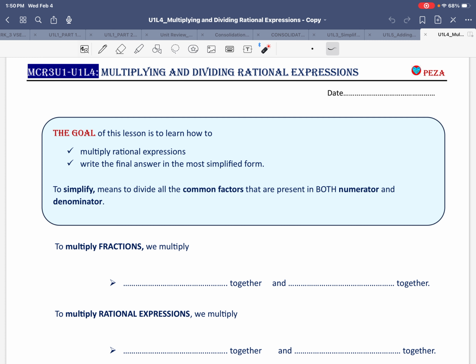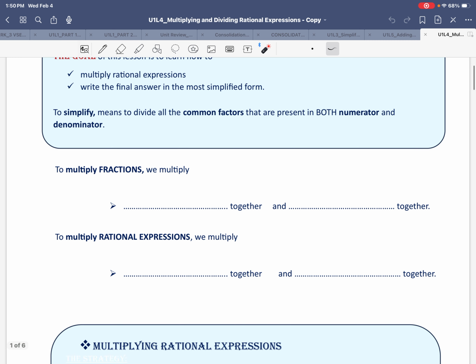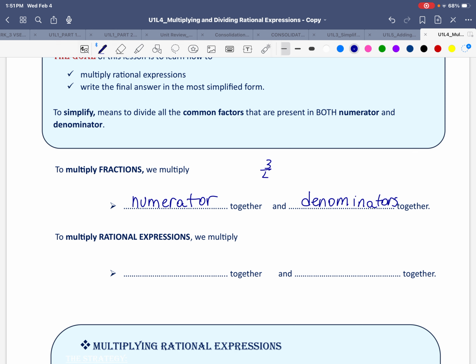Now remember that to multiply fractions, we multiply the numerators together and then denominators together, right? And here is a short little example. So for example, if you have 3 over 4, you're multiplying it by 5 over 7, then you'll multiply 3 by 5 and 4 by 7. And that would be 15, let's say, over 28, and that would be the answer.